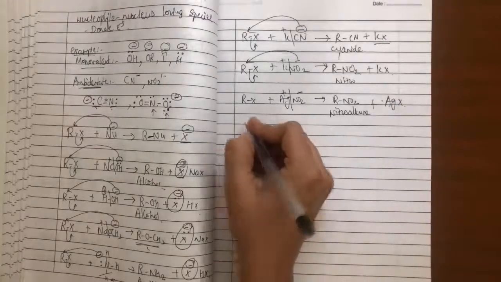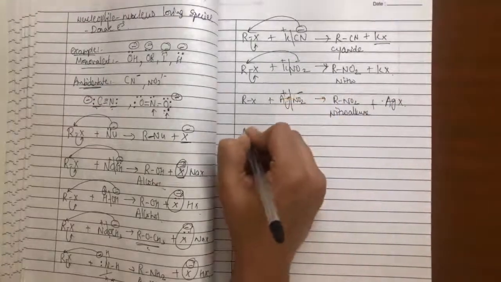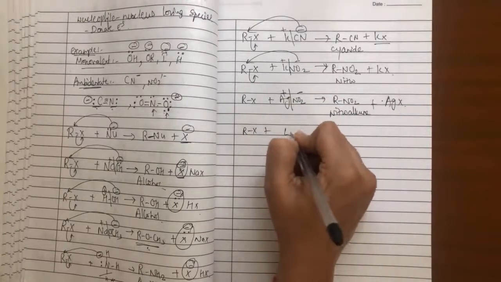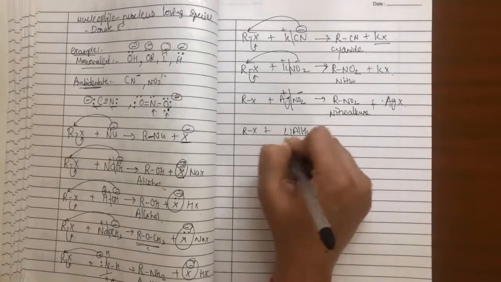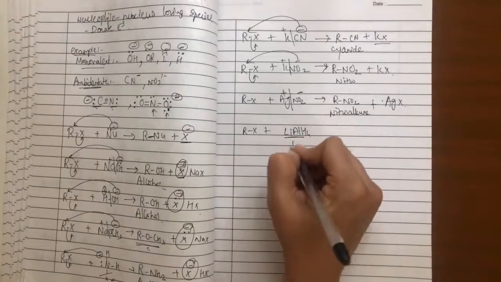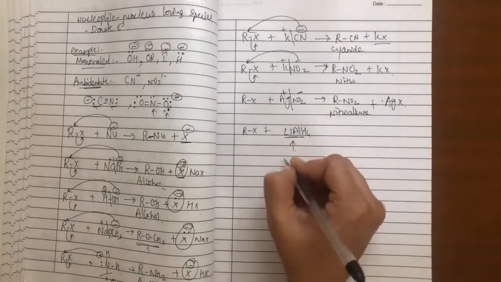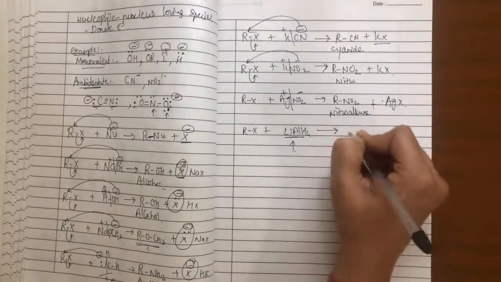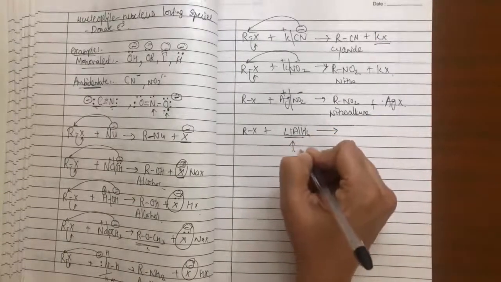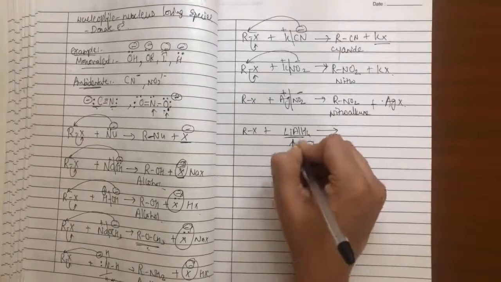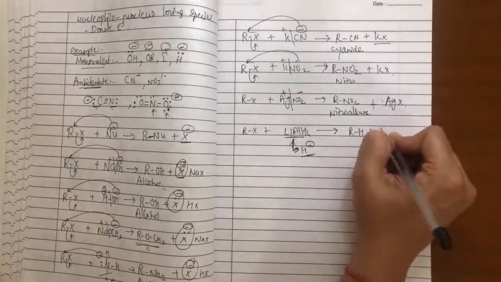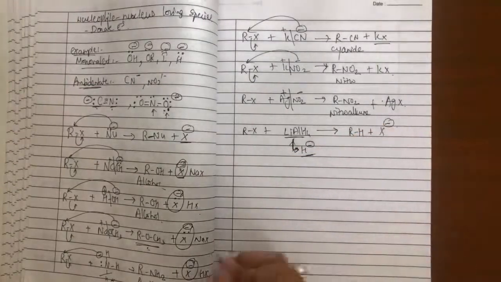Same way, if I take RX plus LiAlH4, this is known as a reducing agent, meaning there is addition of H. This will liberate H minus. So this H minus acts as the nucleophile over here, and the product formed is RH plus X minus.